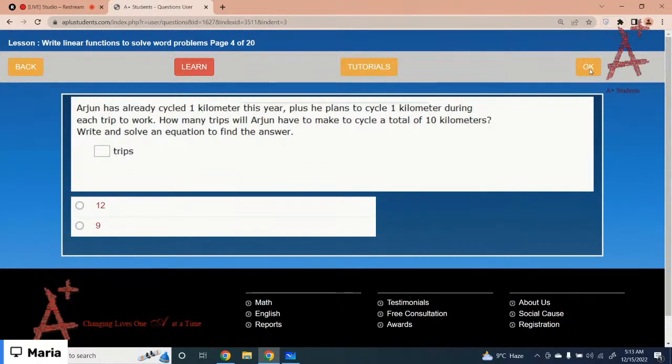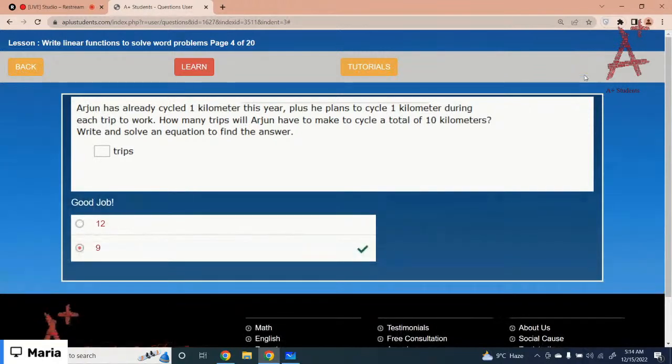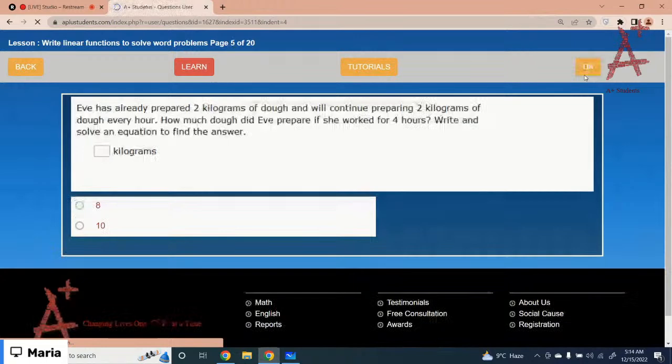Okay, the next one is: Arjun has already cycled 1 kilometer this year, plus he plans to cycle 1 kilometer during each trip to work. How many trips will Arjun have to make to reach a total of 10 kilometers? So it would be 9 trips, because he already has 1 kilometer. After 9 trips he will have 10 kilometers.